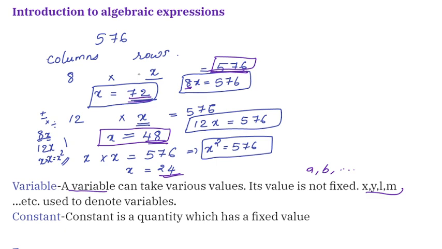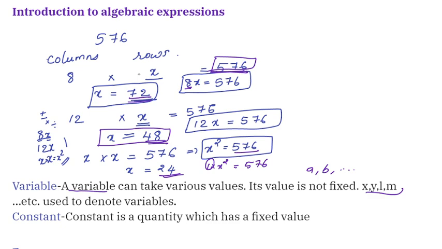Yes, constant is there. What is it? X square. So 1 into x square we can take it as, and 576. So here what are the constants? So 576 is a constant. Here 1 is also a constant. Okay, understood? So this is the very basic thing. So algebraic expression is nothing but which is having variable, constant, and which is connected with the operations like addition, subtraction, multiplication, or division. Okay.